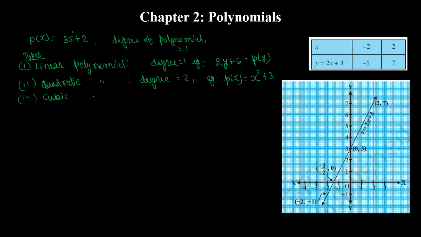Similarly, we can have quad, after that cube. So we can have a cubic polynomial. In case of cubic polynomial, the degree is going to be equal to 3. And we can have one example. In case of cubic polynomial, p of x we can write like 5x squared plus 2x. So these are the different types of polynomials that we are seeing here.